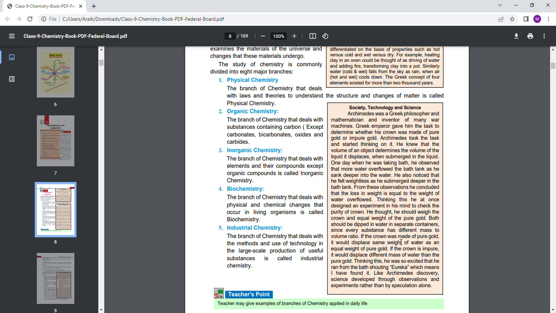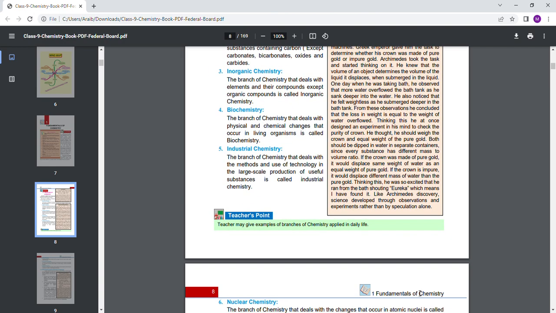Since every substance has a different mass to volume ratio, if the crown was made of pure gold, it would displace the same amount of water as an equal weight of pure gold. If the crown is impure, it would displace a different amount of water than the pure gold. Thinking this, he was so excited that he ran from the bath shouting, Eureka! Which means, I have found it. Like Archimedes' discovery, science developed through observations and experiments rather than by speculation alone.